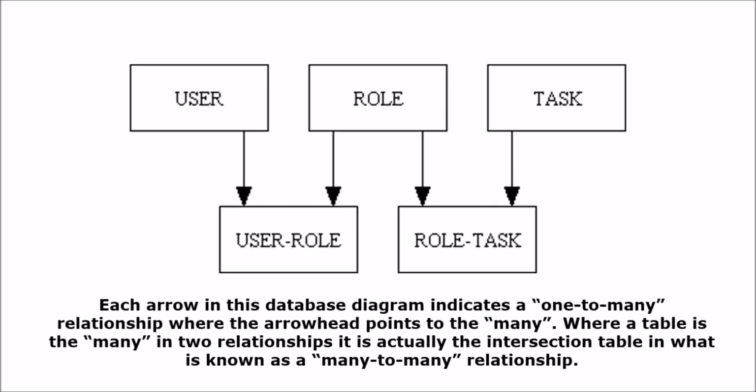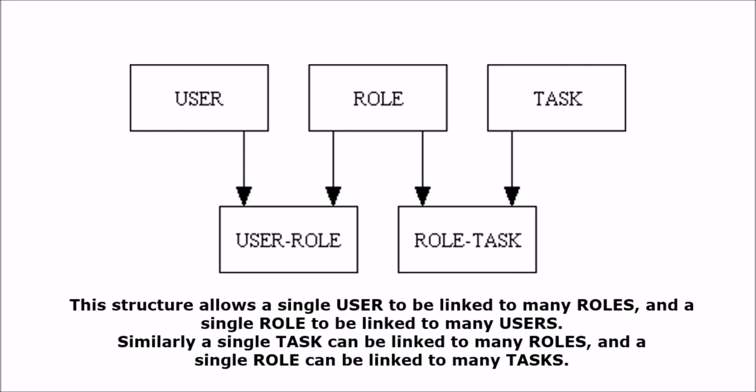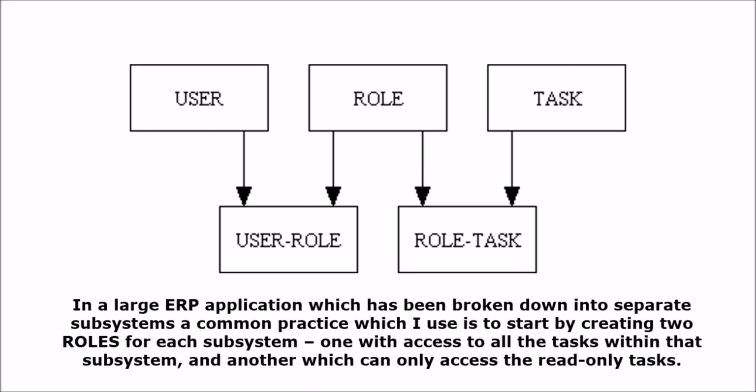Each arrow in this database diagram indicates a one-to-many relationship where the arrowhead points to the many. Where a table is the many in two relationships, it is actually the intersection table in what is known as a many-to-many relationship. This structure allows a single user to be linked to many roles and a single role to be linked to many users. Similarly, a single task can be linked to many roles and a single role can be linked to many tasks.